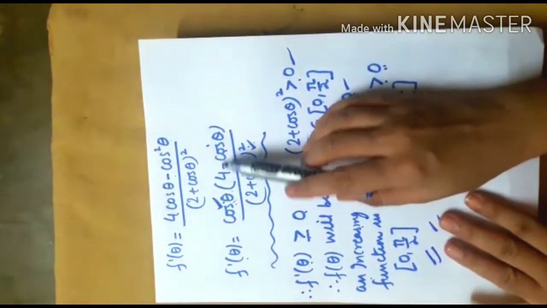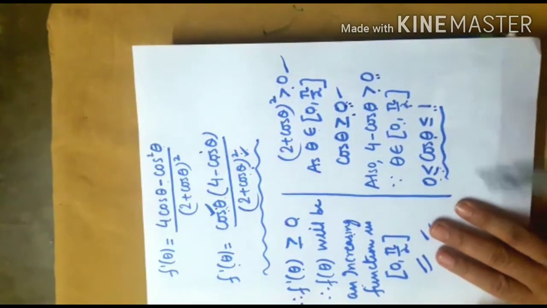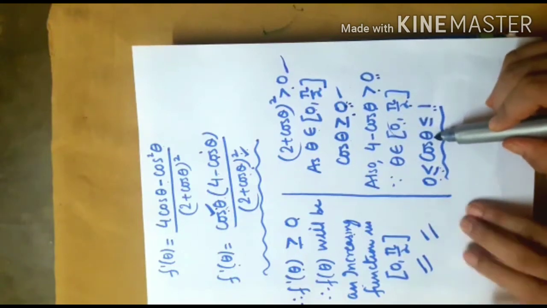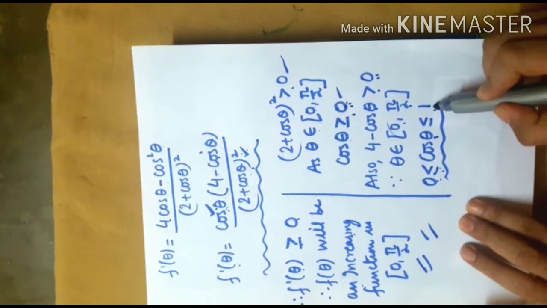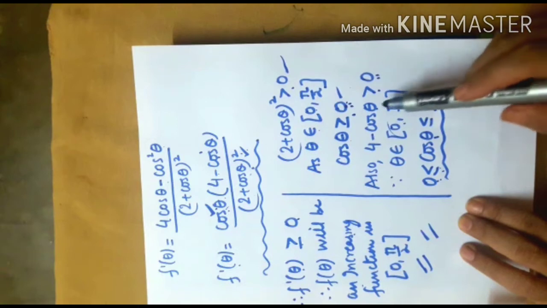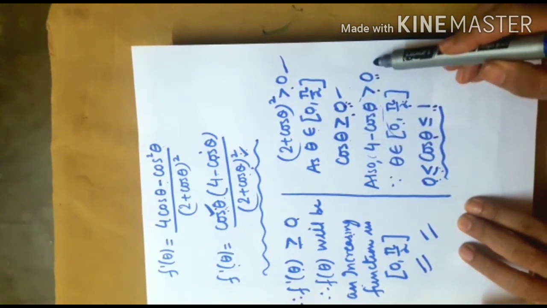Also 4 minus cos theta will definitely be greater than 0, because as theta belongs to this interval, so value of cos theta will be greater than or equal to 0 and less than or equal to 1. So maximum value of cos theta is 1. So this quantity will be greater than 0.